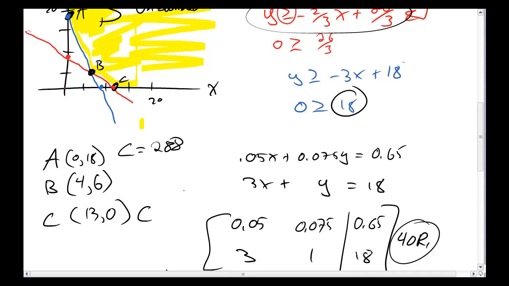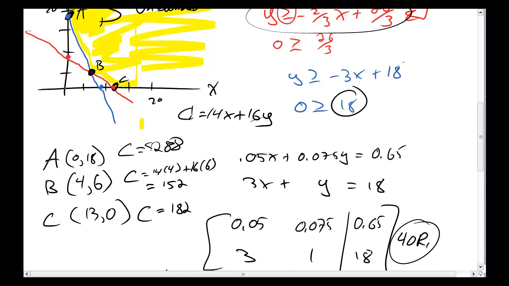Down here, if I plug in 13 and multiply it, maybe I should recopy my cost equation. It's 14x plus 16y. So 0 in for here gets this part away. 14 times 13 is going to leave me with 182. And finally, this cost, if I do 14 times 4 plus 16 times 6, it's going to leave me with 152. Remember, these are in dollars.